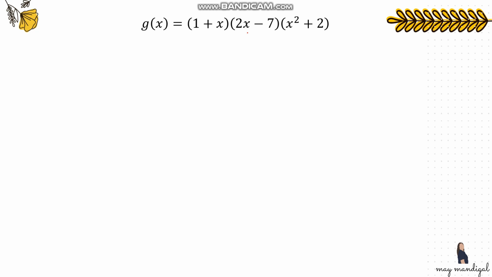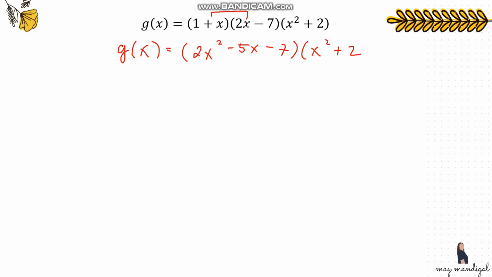or you can choose any pair and then you set it as our u. So what we can do here is we can just simply multiply so that it will be easier. So we have g of x equals, now let's multiply the first two terms, 1 plus x times 2x minus 7. That will give us 2x squared minus 5x minus 7 times x squared plus 2. Again, what we did here is we multiply this 2 right here.